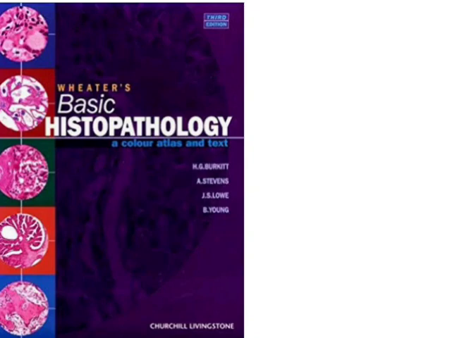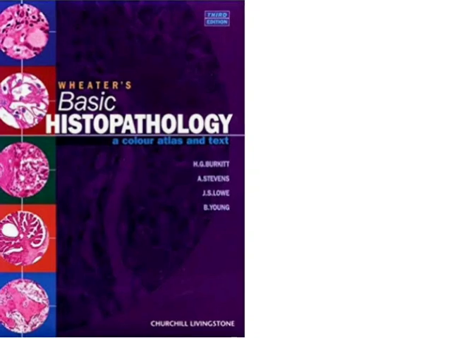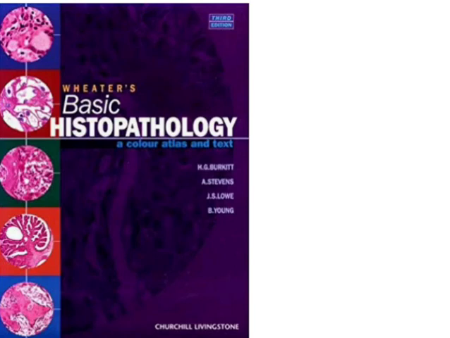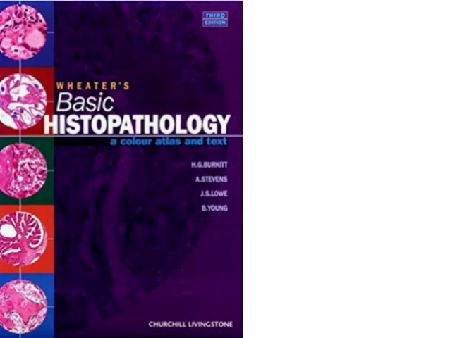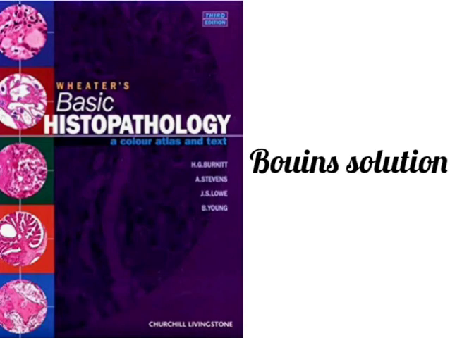Next question. The concentration of osmium tetroxide for fixation is dash. The answer is 2%. 2% osmium tetroxide is used for fixation. Next question. Examples of picric acid containing fixative. The answer is Bouin's fluid. Bouin's fluid is one of the examples for picric acid containing fixative.